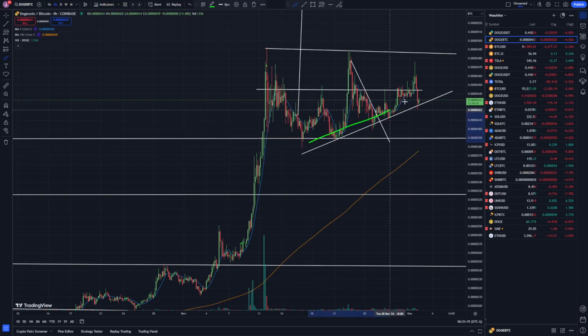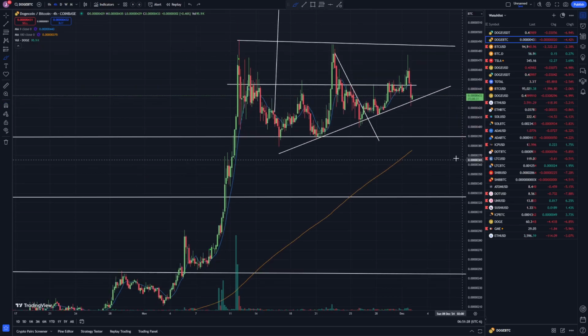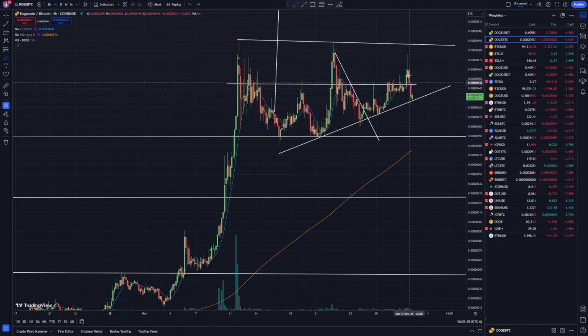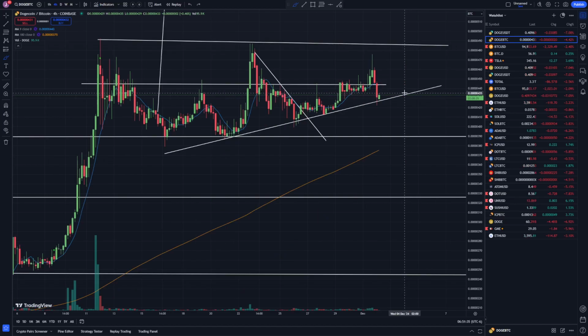If this chart is going up, then that's good for Dogecoin. If it's going down, then it's good for Bitcoin. So yeah, if we're still trending up, that's good for Dogecoin. If we're breaking through these resistances, then that's also going to be very good for Dogecoin, and that's why we're watching the charts.